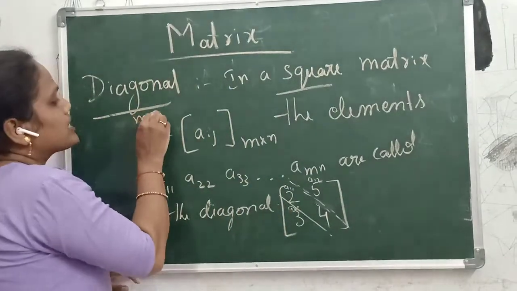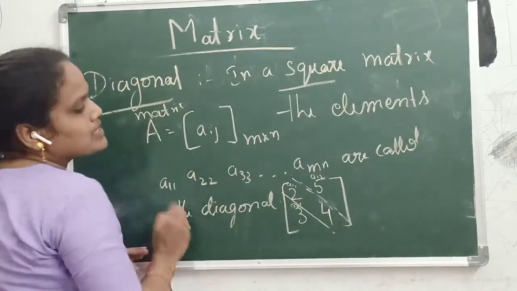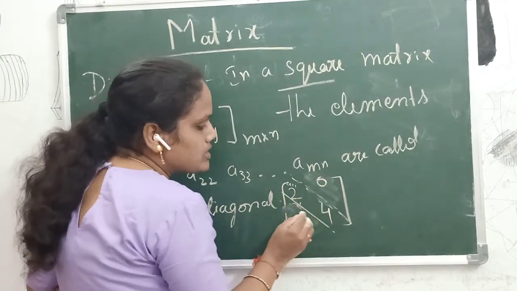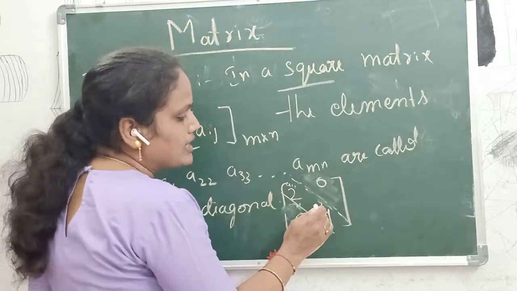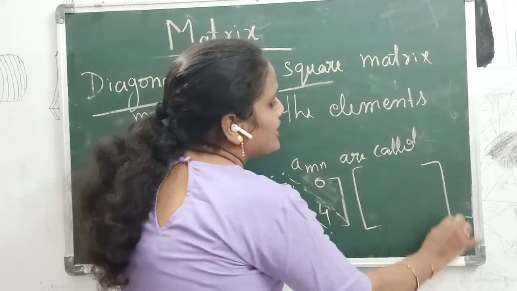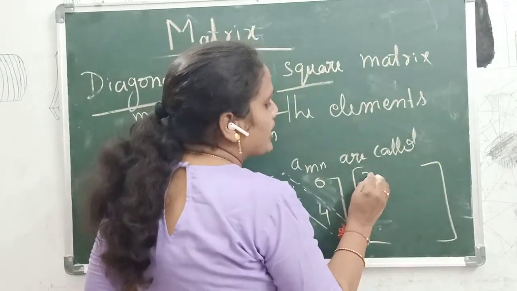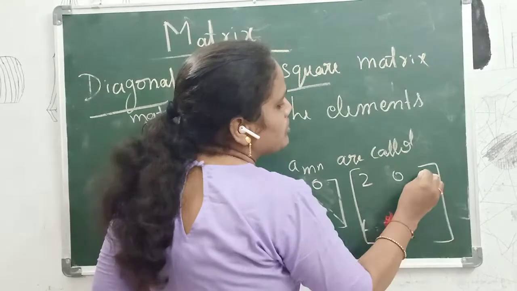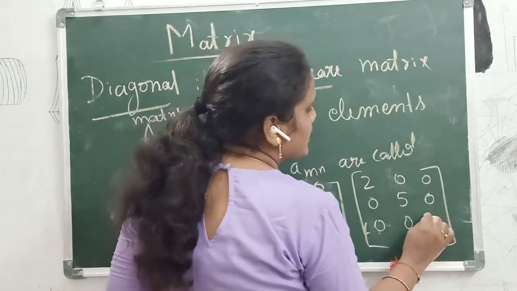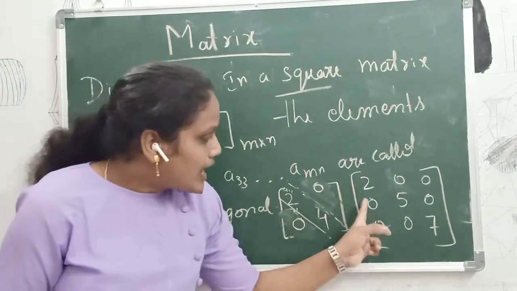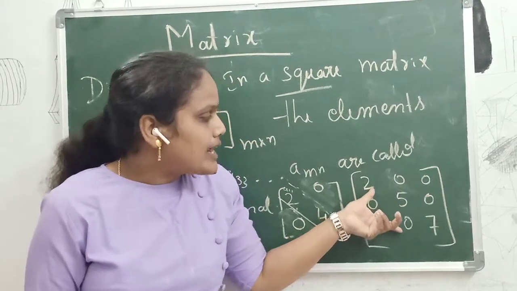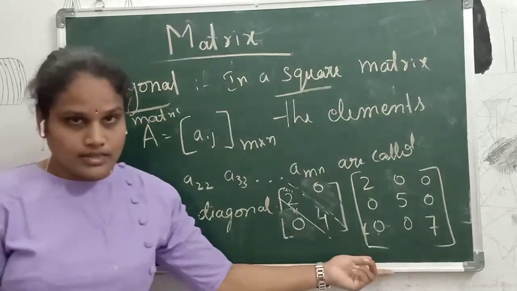What does a diagonal matrix mean? Other than these diagonals, if the other numbers are zeros, that is, other than the diagonal numbers the remaining elements are 0, this type of matrix is called a diagonal matrix. If we see a 3 by 3 matrix, 2, 0, 0, 0, 5, 0, 0, 0, 7, then other than the diagonals the remaining elements are 0. This type of matrix is called a diagonal matrix.